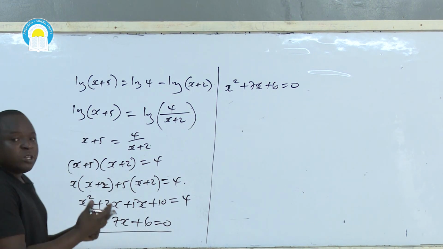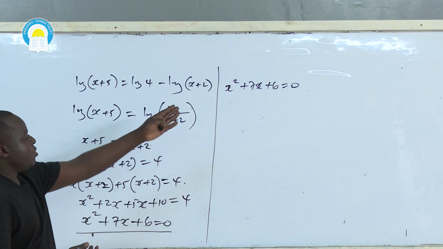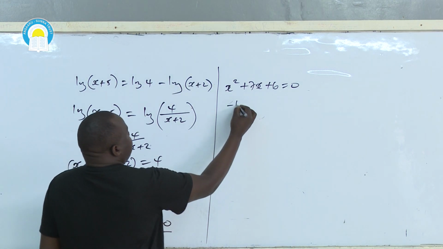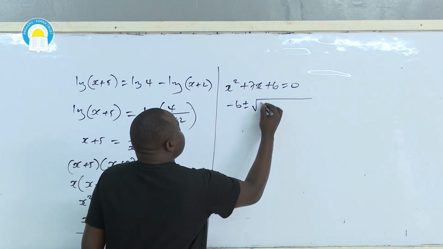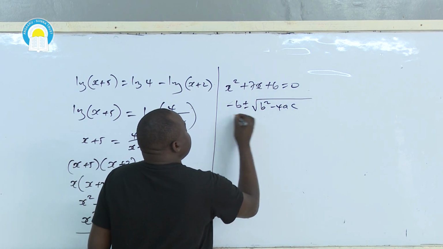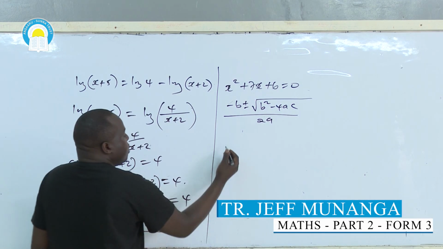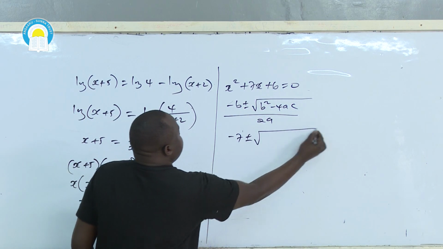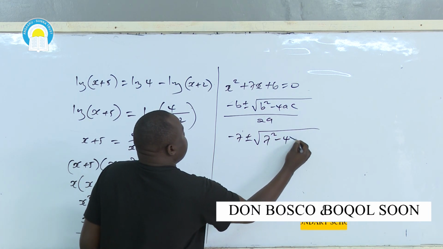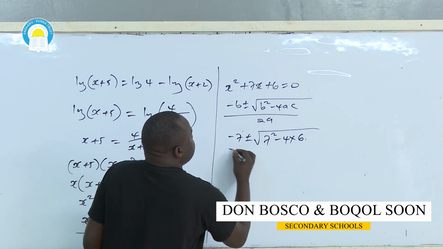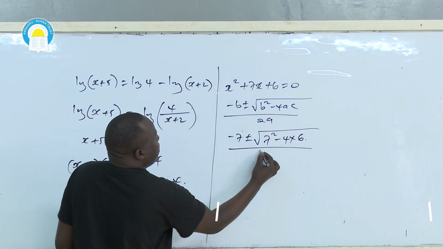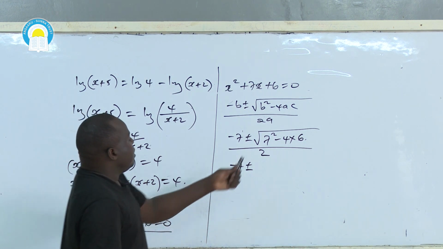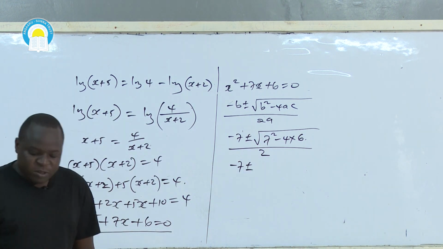Using either factorization or the quadratic formula, whichever method you use to solve this. In my case, let me use the quadratic formula: minus b plus or minus the square root of b squared minus 4ac, over 2a. The negative of b is negative 7. Square root of 7 squared minus 4, a is 1, c is 6. Then over 2a, 2 times 1 is 2. So this should be negative 7 plus or minus the square root of 49 minus 24.